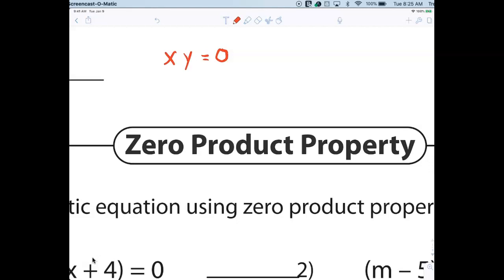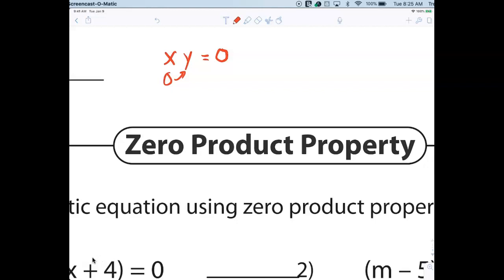Can they both be 0? Yes, they both could be 0. X could be 0 or y could be 0, because if x is 0, it doesn't matter what y is. 0 times anything is 0, right? So this right here, and we'll just go down the page.